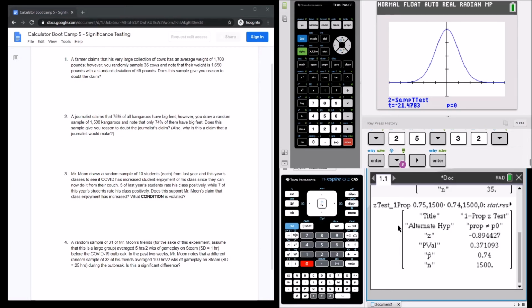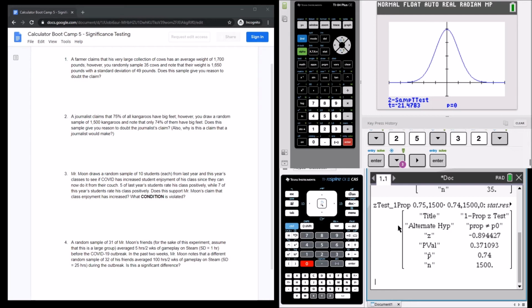Okay, in this case, the z-score is not all that big. Negative 0.89. It's unusual, sure, but not that unusual. Our p-value comes out to 0.37. That just doesn't give us a small enough p-value to doubt this claim. Remember, if the p-value is above 0.05, we tend not to reject. If the p-value is below 0.05, we tend to reject.